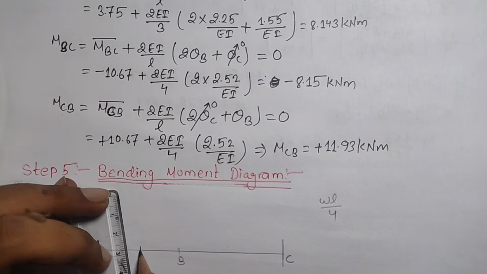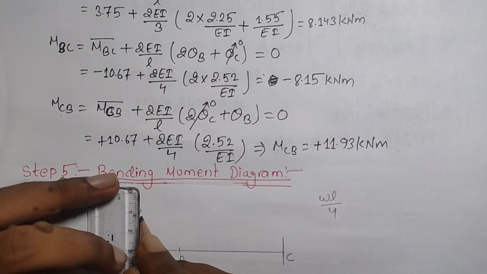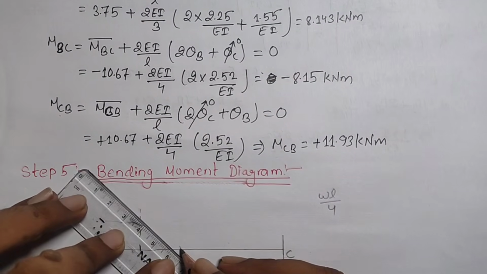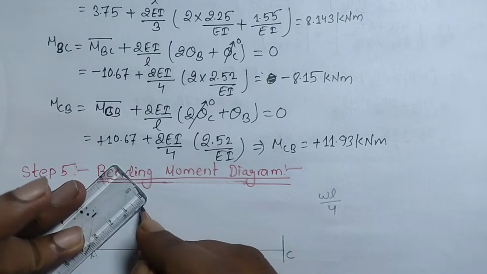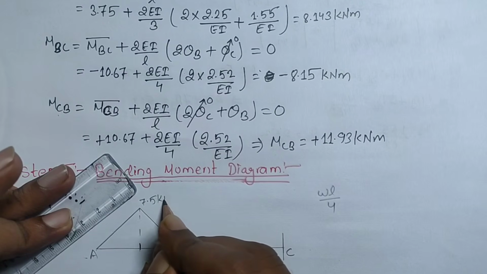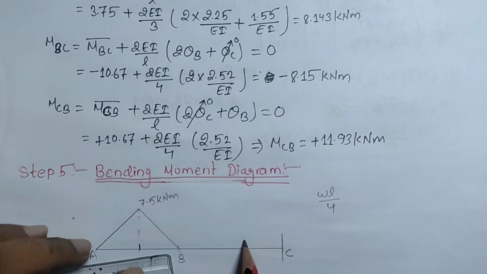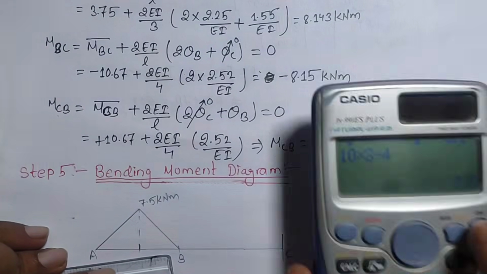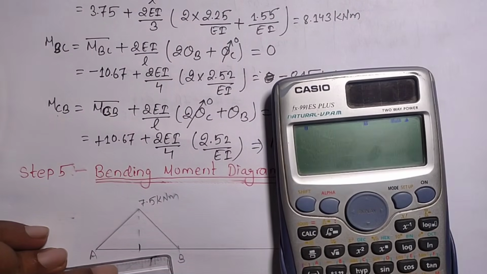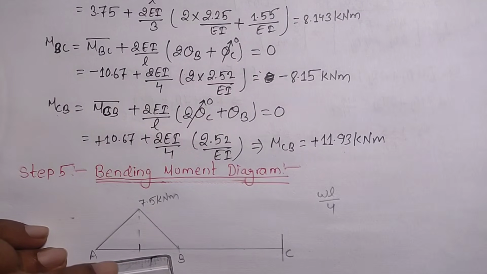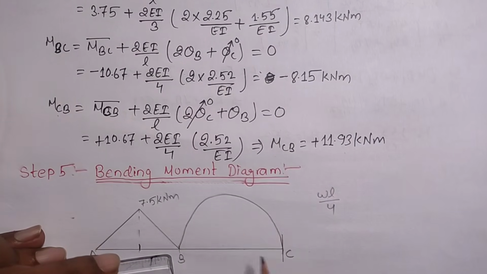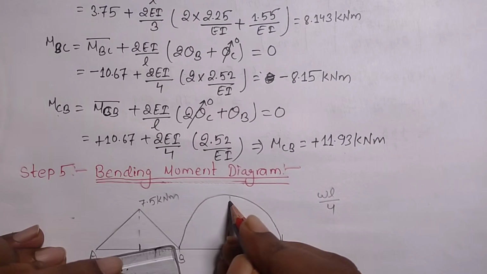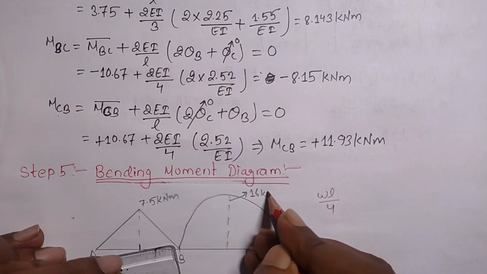Suppose this is our mid span, then this is our 7.5 kilonewton meter. Similarly, our span BC was carrying the UDL, and for that we will be using the formula WL²/8. For span BC, W is 8 into L square, meaning 16, divided by 8, which gives 16 kilonewton meter. This will take the form of a parabola as it is a UDL. So suppose this is at the mid span, and this is our 16 kilonewton meter.